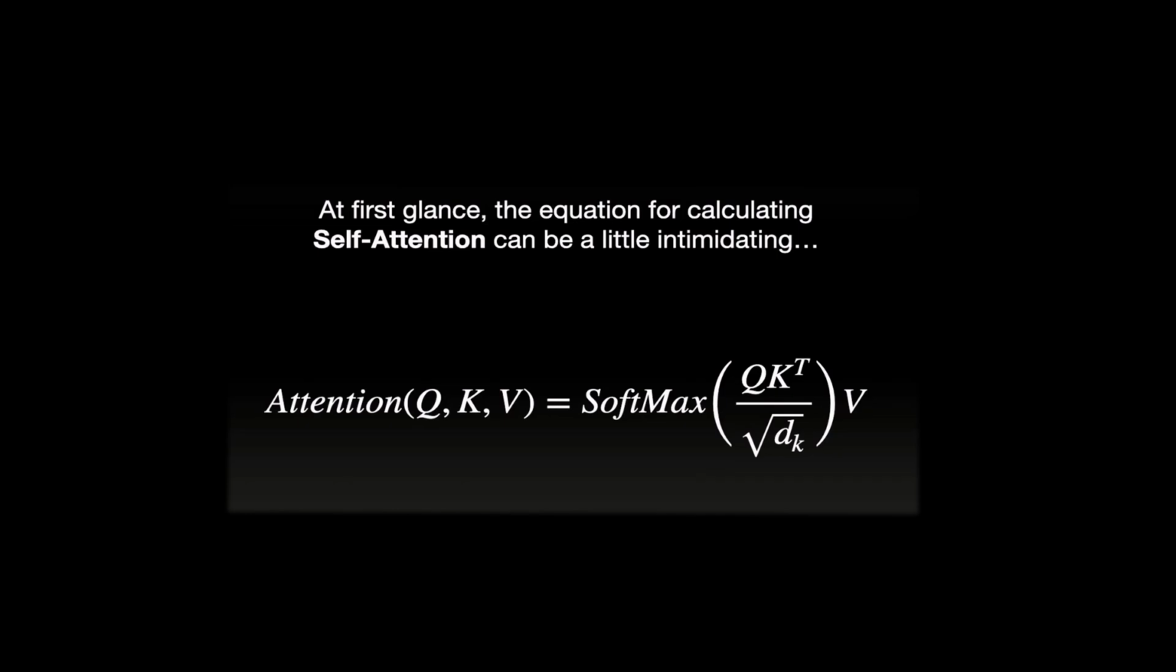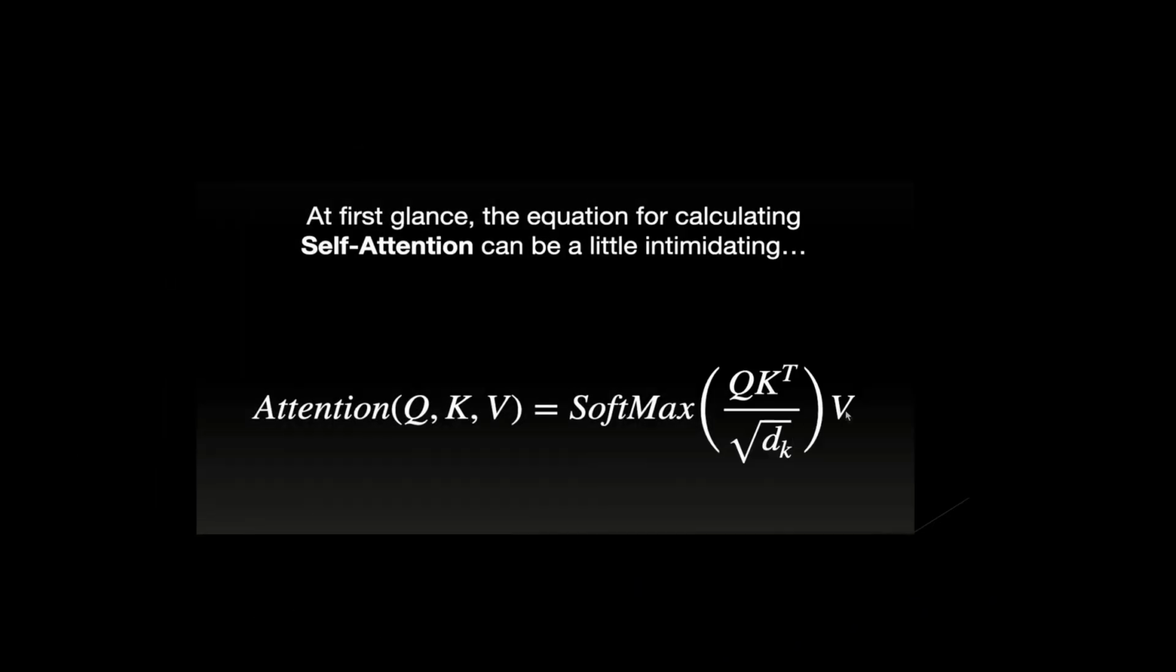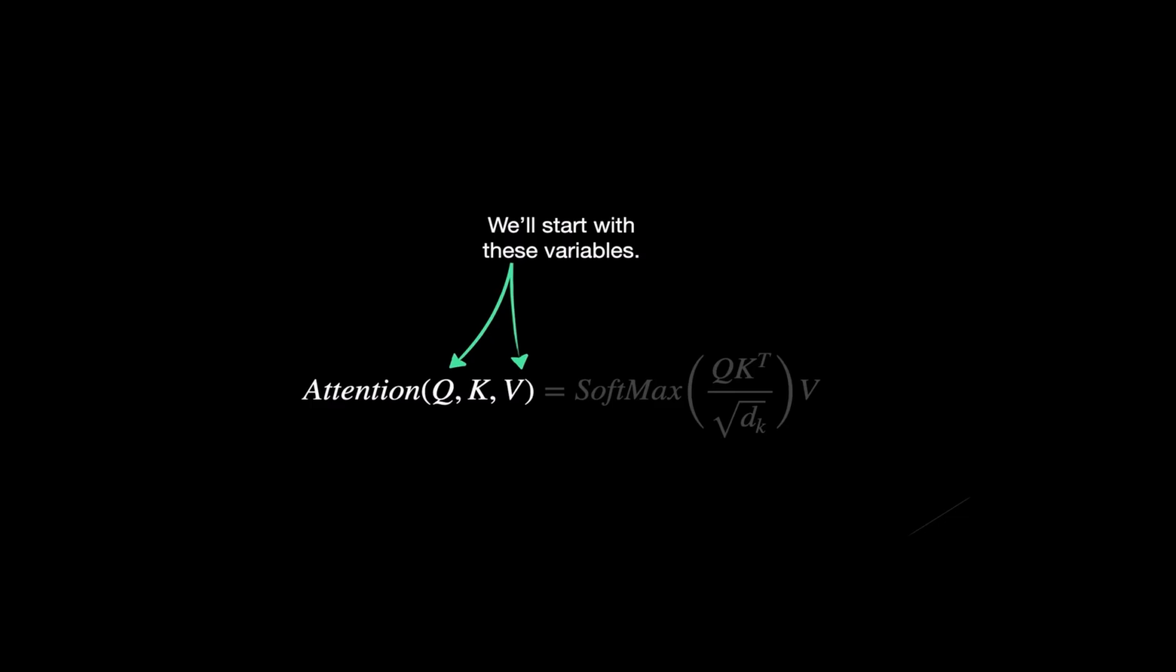Now, let's explore the mathematics behind the attention mechanism. In self-attention, the formula is written as softmax of Q multiplied by K transpose divided by the square root of d_k, followed by a multiplication with V. Let's break this down to understand what each component means.